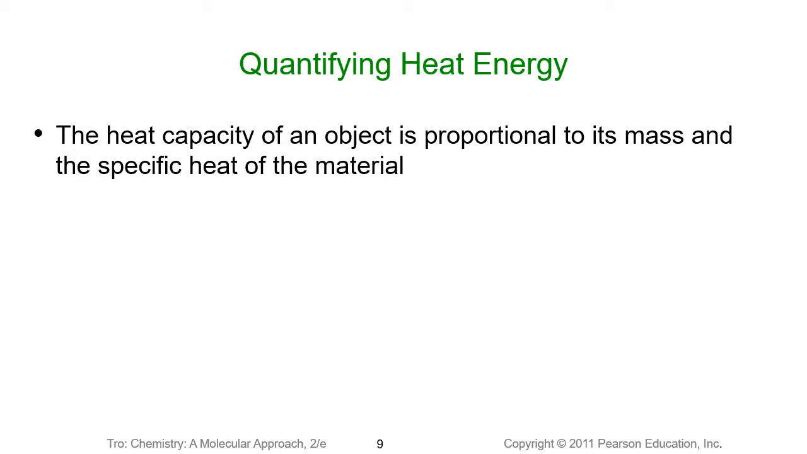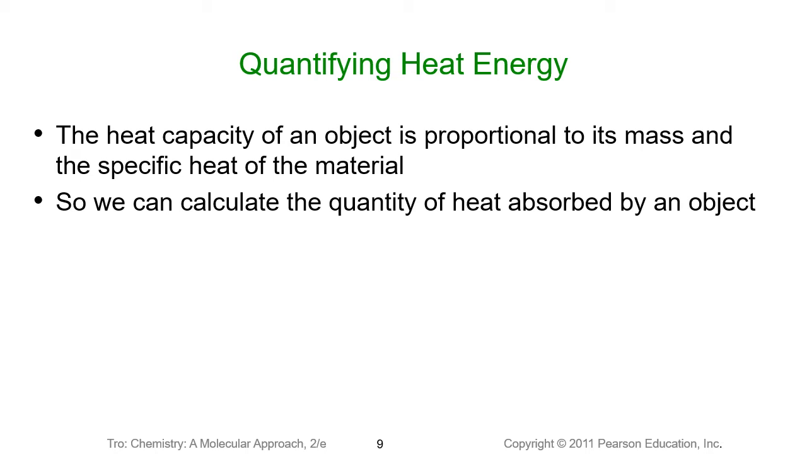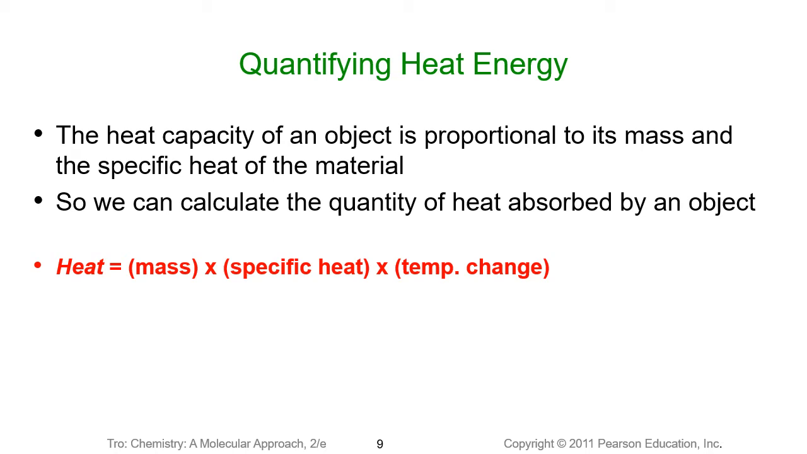It is also proportional to the mass, and the temperature is important as well. If we want to calculate the quantity of heat absorbed by an object, we use the equation: mass times specific heat times the change in temperature is equal to the heat of our object. So this is Q equals m times c sub s times delta T. Remember, delta is change, and change is final minus initial.